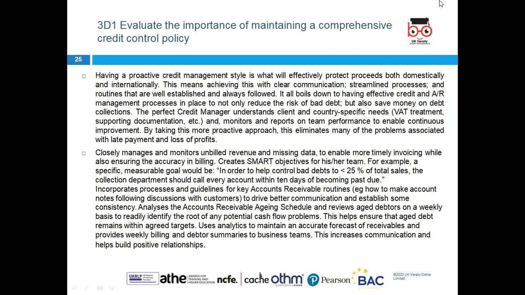Next we're looking at 3D1, which is we have to evaluate the importance of a comprehensive credit policy. Of course, a comprehensive credit policy is the lifeblood of an organization, and we need to make sure we have a good credit control policy in place. Otherwise it would be a problem for sustainability. So effective policy protects proceeds both domestically and internationally. Yes, we need to look at effective control of credit and account receivable management.